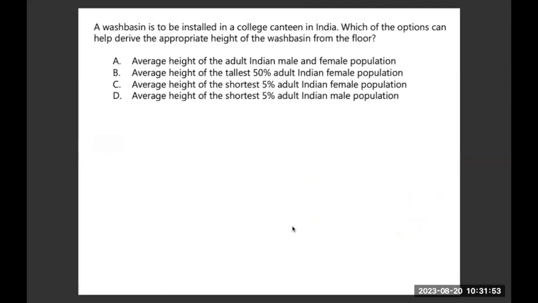What is given is a wash basin is to be installed in a college canteen in India. Which of the options can help derive the appropriate height of the basin from the floor? Will it be the average height of the adult Indian male and female population? Average height of the tallest 50% adult Indian female population? Average height of the shortest 5% Indian female population? Or average height of the shortest 5% Indian male population?